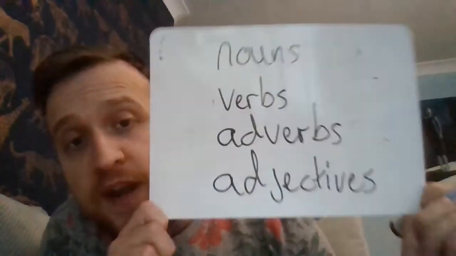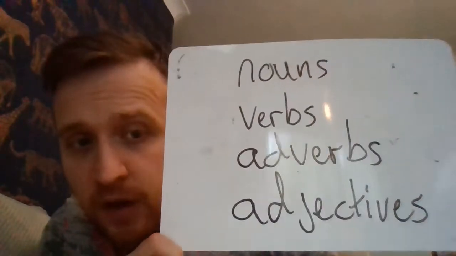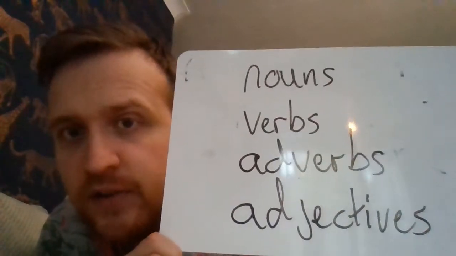And to do the method, we need to collect lots of words. And we need to know 4 types of words in particular. I'm going to write these down on my board now. The 4 types of words that we need to know are these. We need to know what nouns are. We need to know what verbs are. We need to know what adverbs are. And we need to know what adjectives are. So we're going to start with nouns.